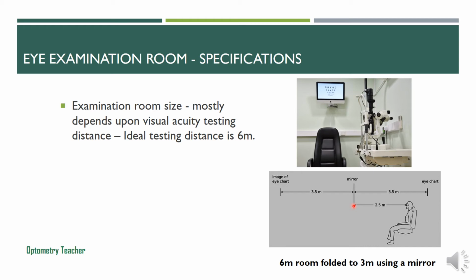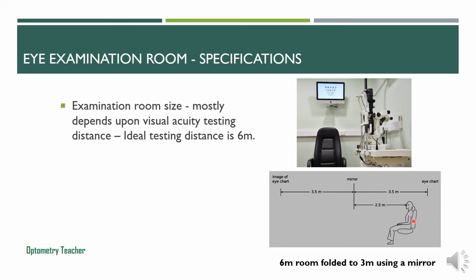So as you can see in this picture, this room is 3.5 meters plus 3.5 meters, that is a 7 meter room. So how can we make this room equivalent? When we keep this mirror here, even if it is a 3.5 meter room, you can make it a 7 meter room. So that will give you sufficient space to keep this distance away for the patient.